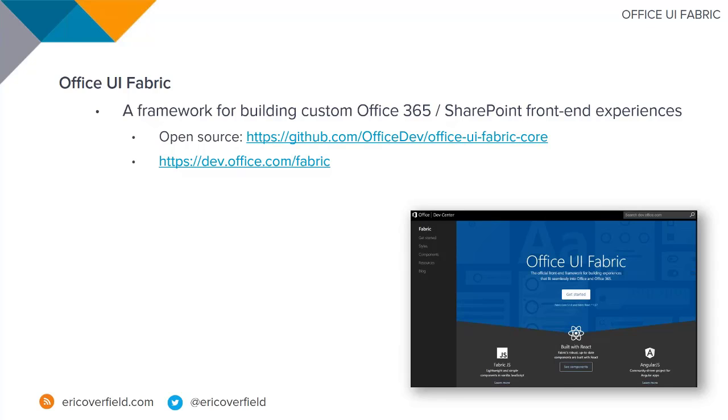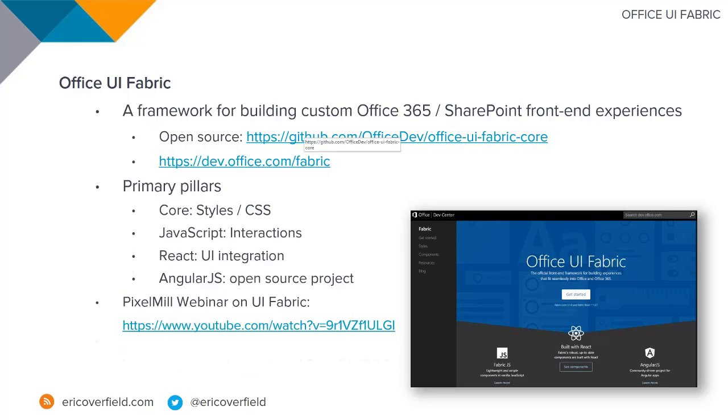But basically, the UI Fabric provides you a framework to build Office 365 and SharePoint front-end experiences that already look and have the feel of SharePoint. It's an open source project, which is excellent. I always like open source projects. Open source toolchain, hint, hint, nudge, nudge. And you could go learn much more about this at dev.office.com/fabric.